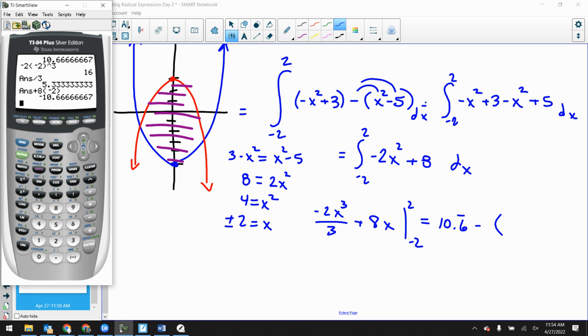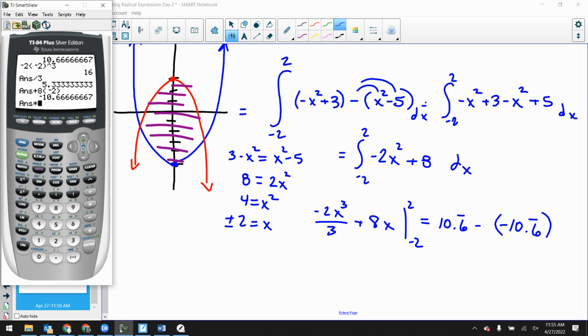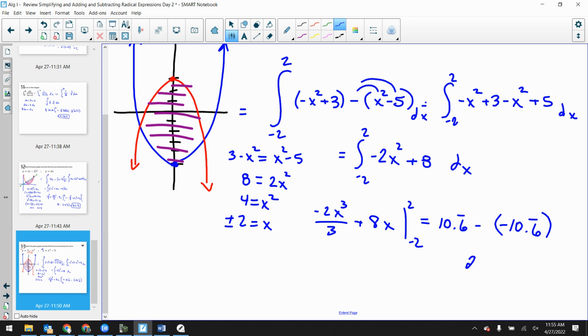Gets me a negative 10.6, which really makes sense. Because if this is truly symmetrical about the y-axis, isn't the left side shaded region going to be the same as the right side shaded region? So all said and done, if I've got that times 2, that's going to be a positive 21.3 repeating.